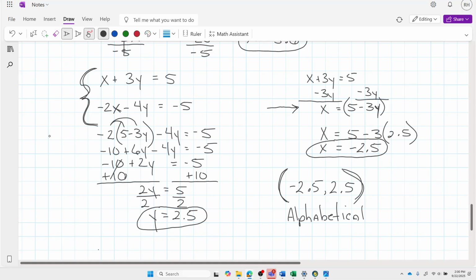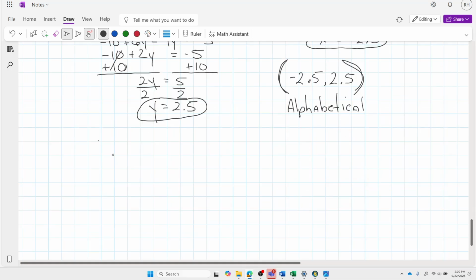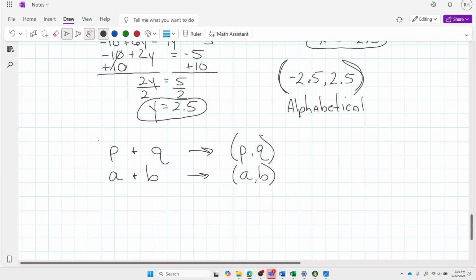All right, so if your equation has a p and a q, then your solution, your ordered pair, is going to be the p value, then the q value. Okay? If your equations have a and b in them, then your solution is going to be the a value and then the b value. Questions?